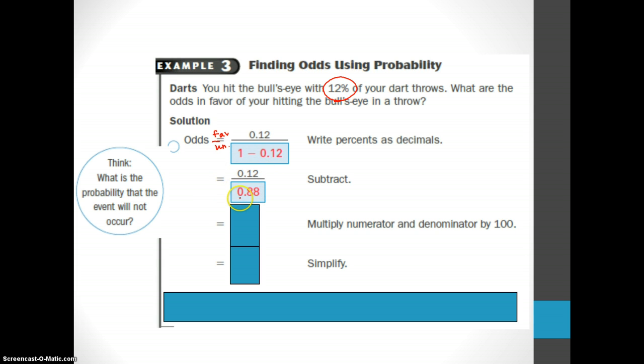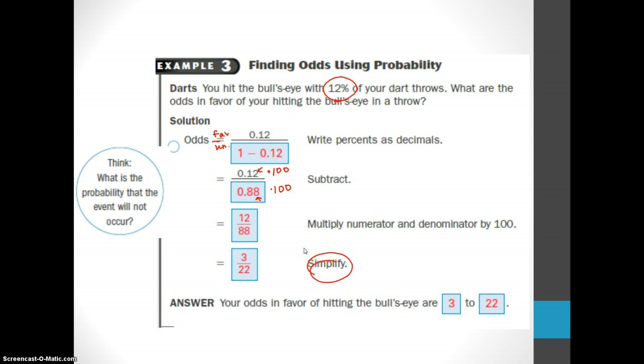In order to change this and simplify it, you have to change it so that there's no longer decimal points. So I'm going to multiply the numerator and denominator by 100. Why 100? Because that's the hundredths place. You have 12 over 88. Simplify to 3/22. Your odds in favor of hitting the bullseye are 3 to 22. Remember, we read it as a ratio.